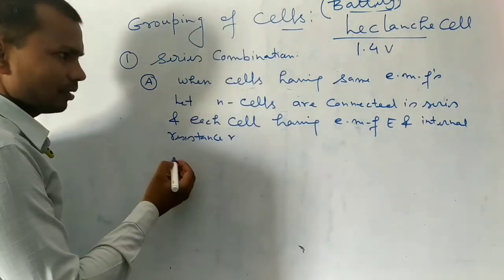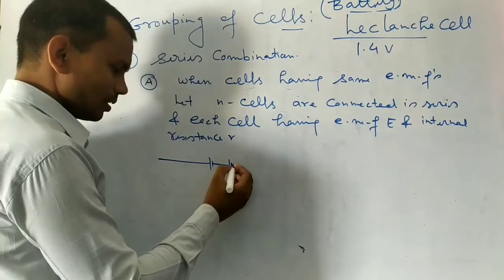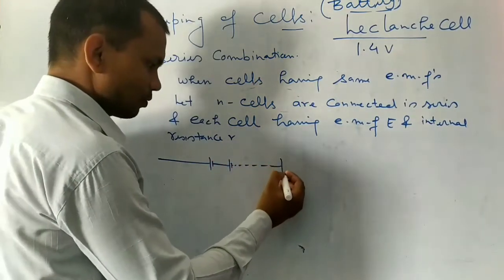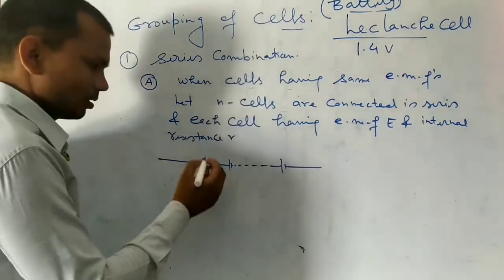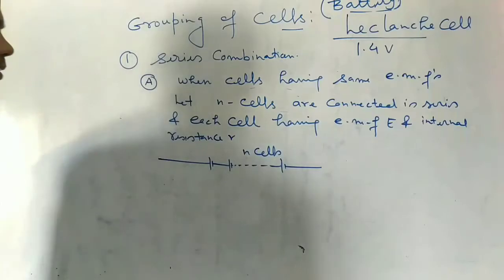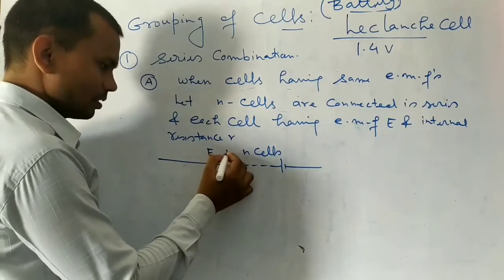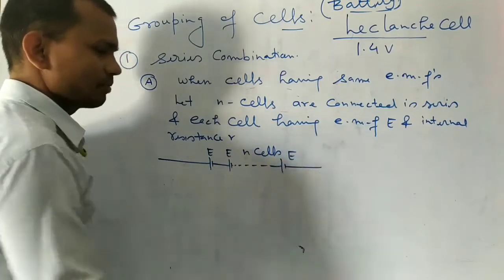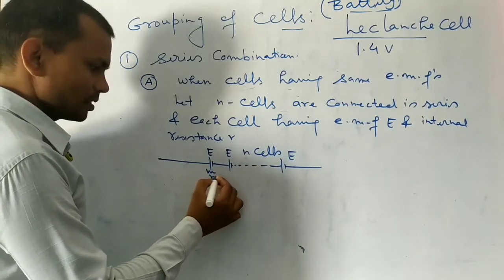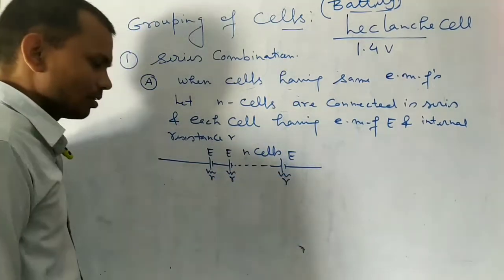So for this one, suppose this is one cell, and this is another. This is the series combination, meaning head to tail, and after this, total n cells are connected in series. This is the n cells, right? Suppose the EMF of this is E, and this is also E, meaning they have the same EMFs. And the internal resistance of this one is R, and for this one it is also R, and for this one also R.